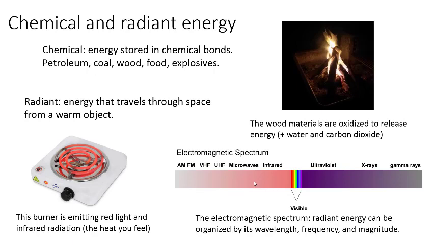But there are other forms of energy on the spectrum, including radio waves, television, microwaves, yes, those used in the ovens, ultraviolet, the stuff that you get from a sunburn, X-rays, and gamma rays. We'll talk more about how we categorize these by wavelength, frequency, and magnitude in later slide sets.